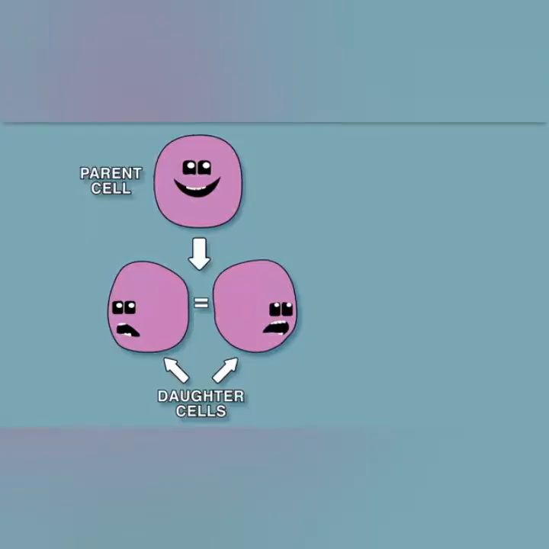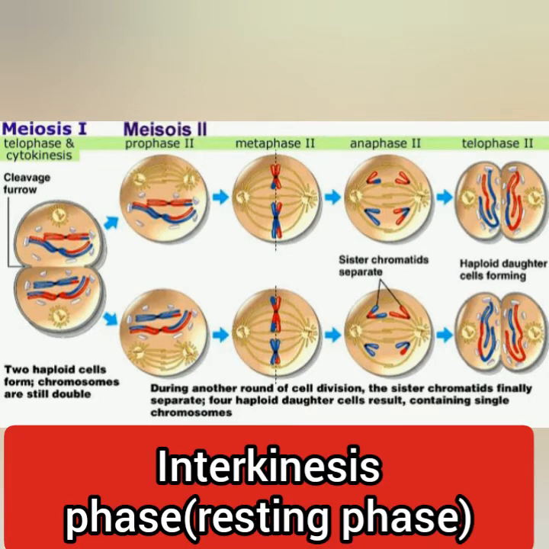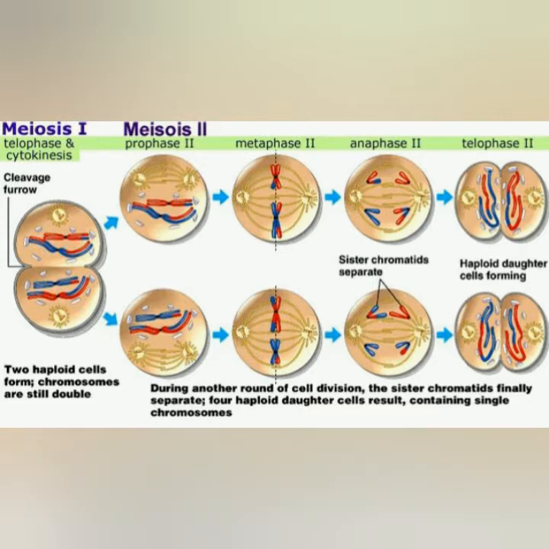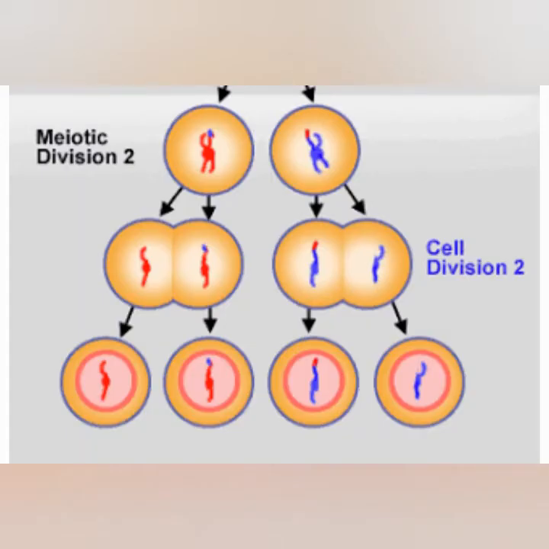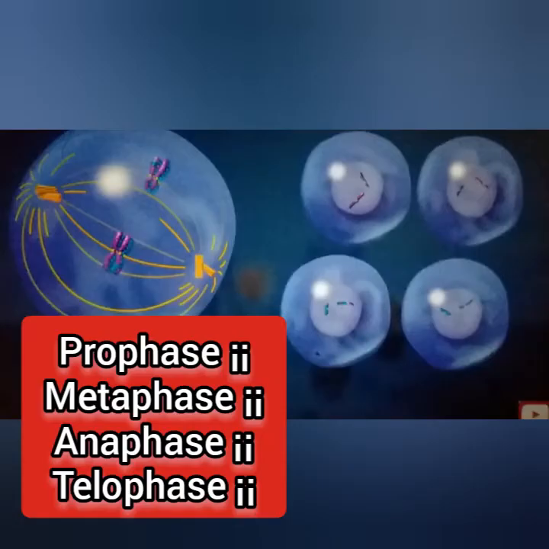After meiosis 1, the cells go into a resting phase. These two haploid cells which are formed by the meiosis 1 mechanism go into the interkinesis, that is the resting phase. Now the second phase will occur, that is meiosis 2, which is similar to mitosis, and it is subdivided into prophase 2, metaphase 2, anaphase 2 and telophase 2.